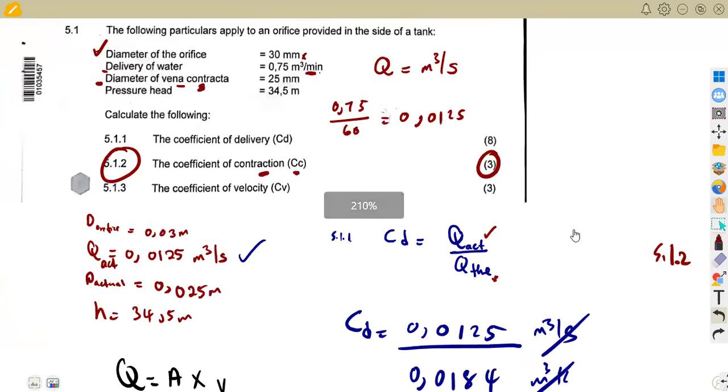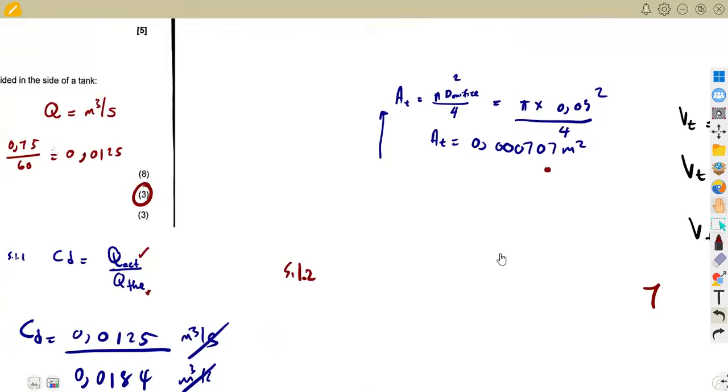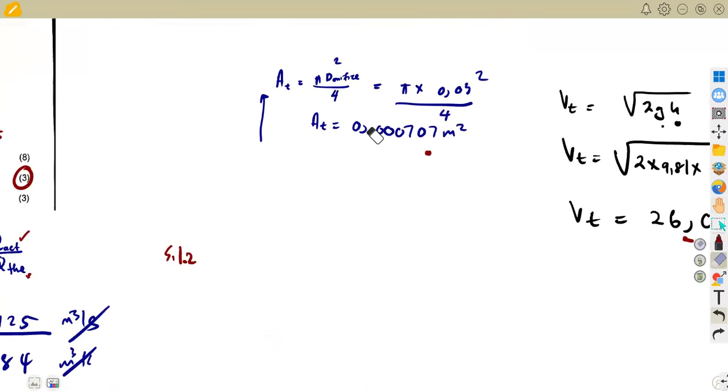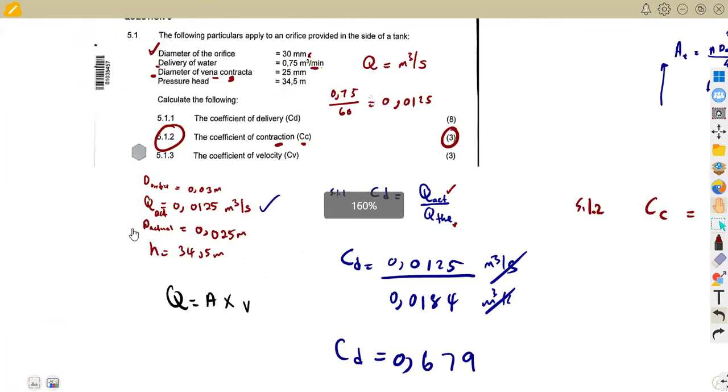The coefficient of delivery was 8 marks because we calculated a lot of things, the areas, and those areas we are just going to use directly. We're not even going to calculate this again. The coefficient of contraction is equivalent to the actual area over the theoretical area. The actual area we can calculate from the actual diameter, which is what we are given: the diameter of the vena contracta, your actual diameter of 0.025.